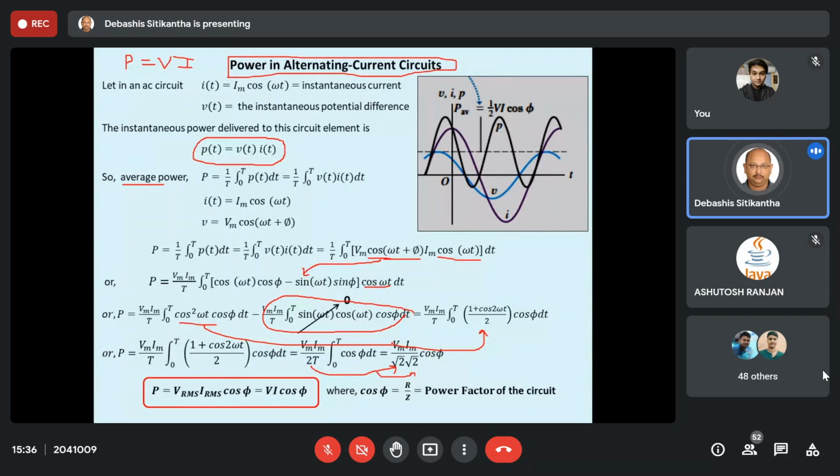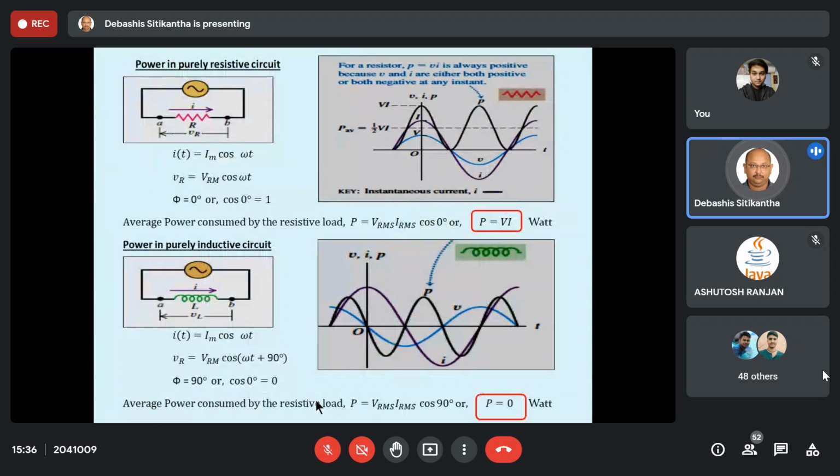So what is Vm by root 2? It is nothing but Vrms. Similarly, Im by root 2 is nothing but Irms. Cos phi remains over here. So ultimately, the power consumed by any type of AC circuit is given by Vrms, Irms into the power factor. Okay. So if this is the case, now let us consider the different types of circuit.